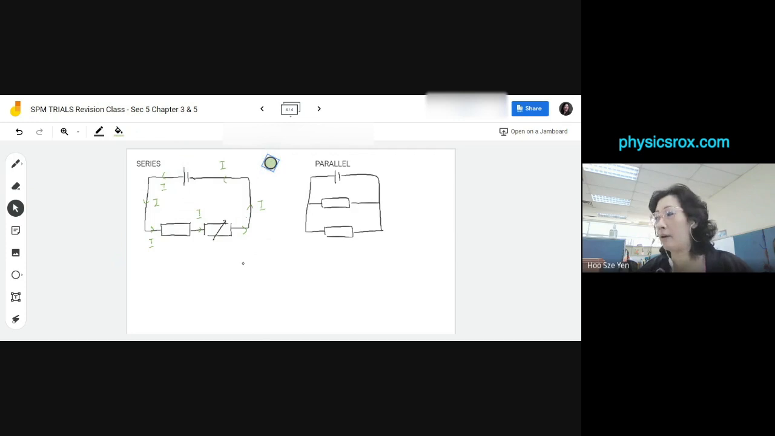And the same thing happens for parallel. Don't think I talk about series only, parallel, no. Parallel is the same thing. The behavior is always the same. It will send out the scout. The moment that there's any changes, all of them together, they change.